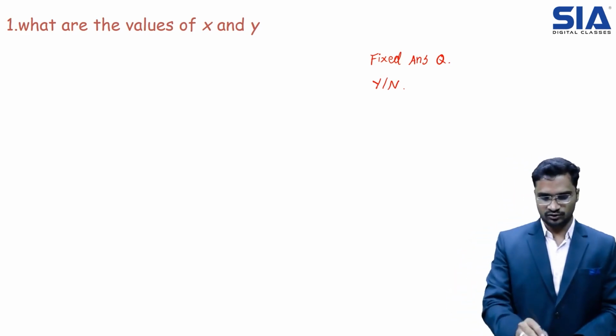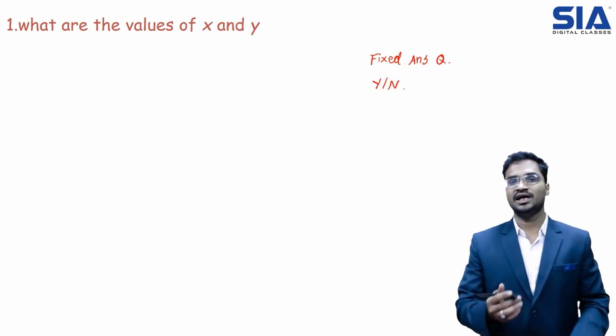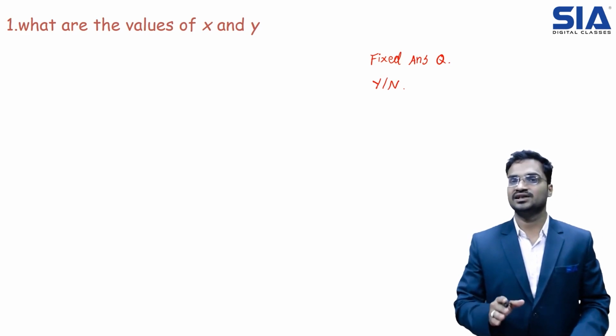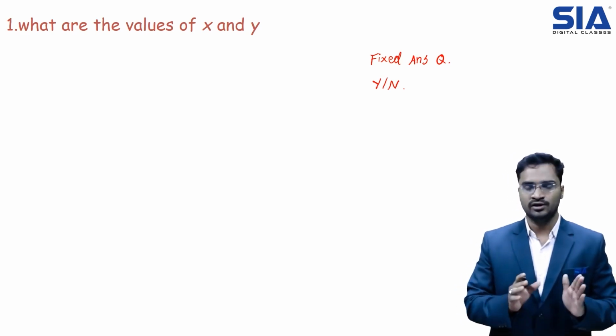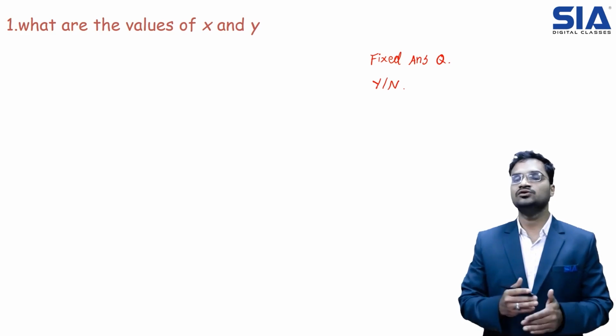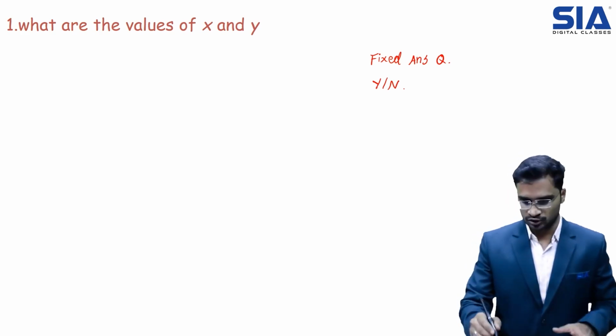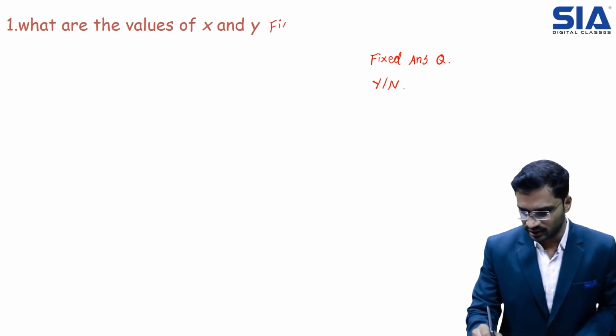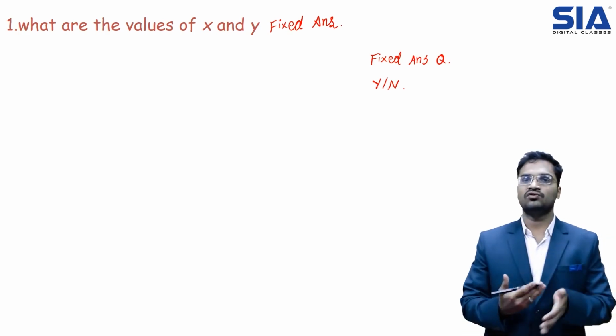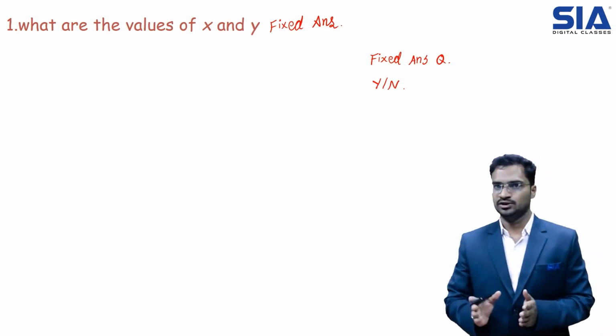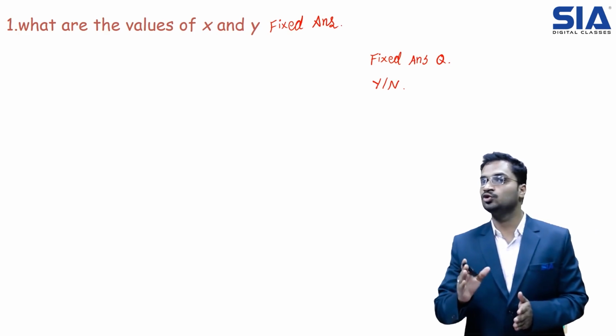So let us see. First of all, what is this question? What is he asking? What are the values of x and y? Now what we have to find? We have to find the values of x and y. So here x and y are fixed values. So here we have to find the answers as fixed answers. Fixed answers of what? Fixed answers of x and y. So x and y values should not change.